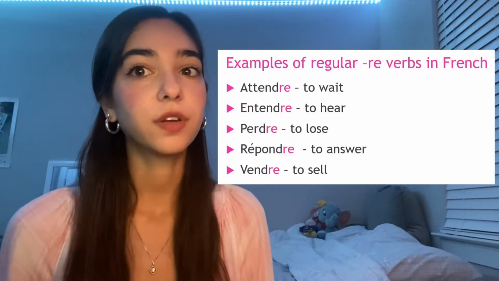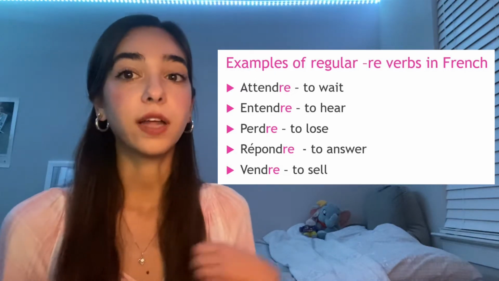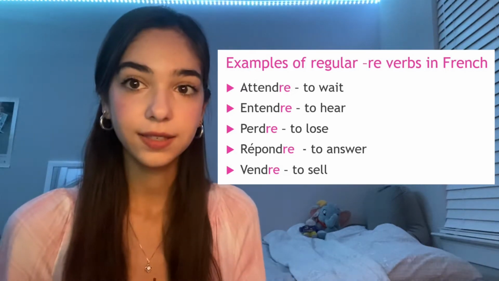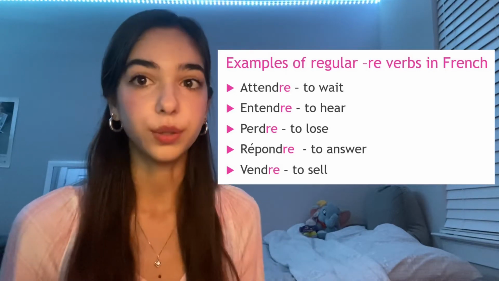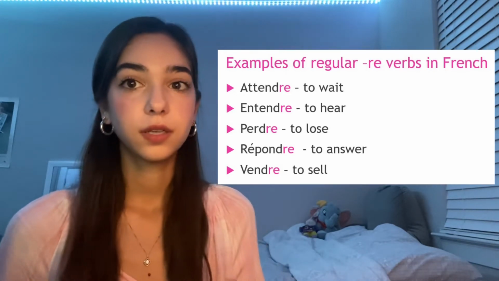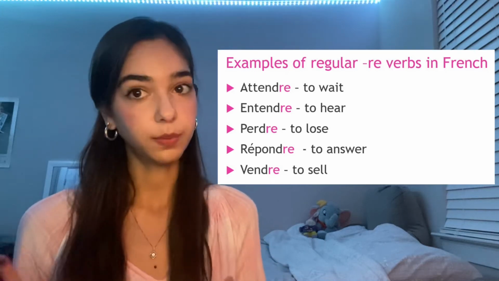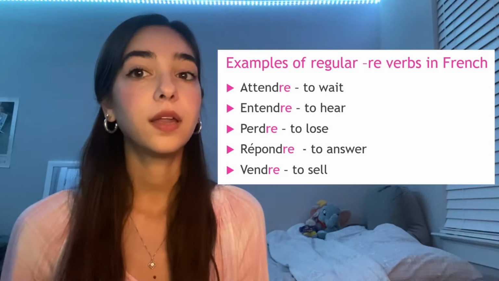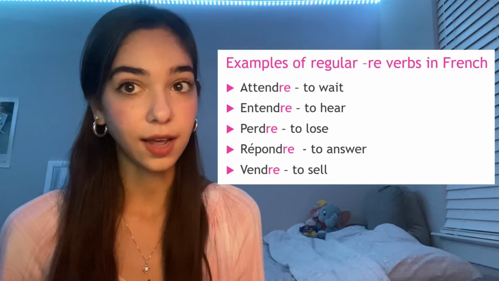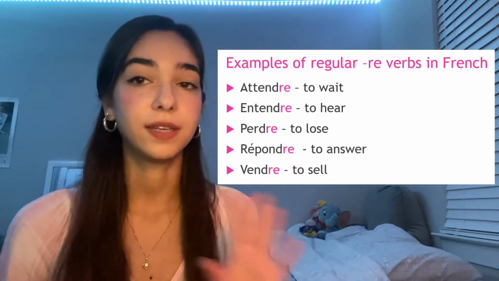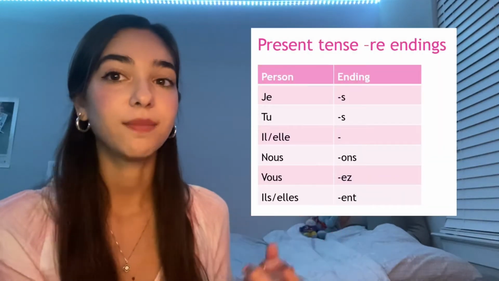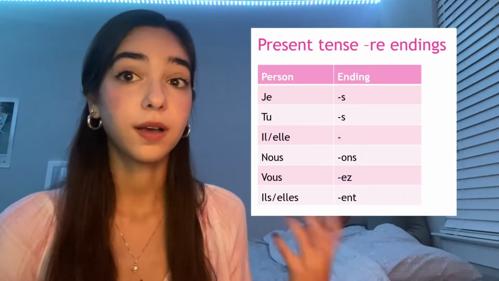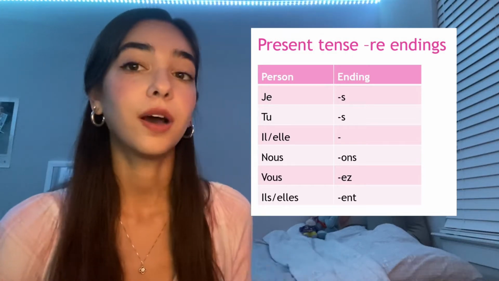Here are some examples of regular RE verbs. We have attendre, which is to wait, entendre, which is to hear, perdre, which is to lose, répondre, which is to answer or respond, and then vendre, which means to sell. We'll be using one of these verbs as an example later so we can put the rules in context, but for now, look at this table that I made, which shows you the conjugated endings of RE verbs.